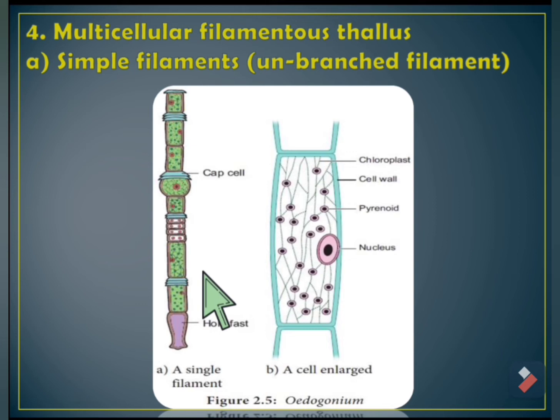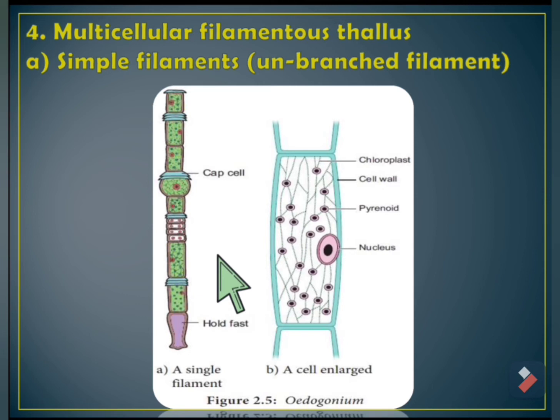So the best example here you can think of is Oedogonium. And again, in the multicellular filamentous thallus, we have simple filaments, that is, the unbranched filament. Now, not only in Oedogonium, but in other species such as Spirogyra, you will find that the plant body consists of cells arranged from end to end, firmly held together, forming a filament. And that plant body is long and unbranched, just as in the case of Oedogonium.